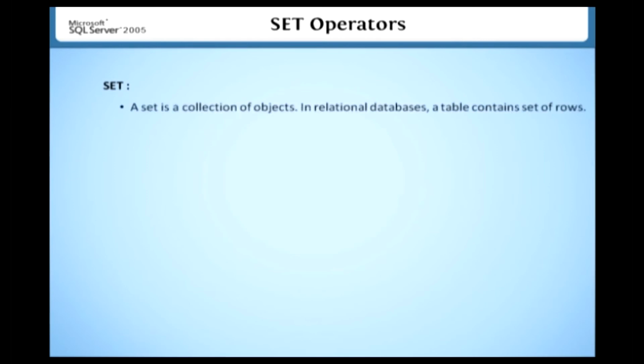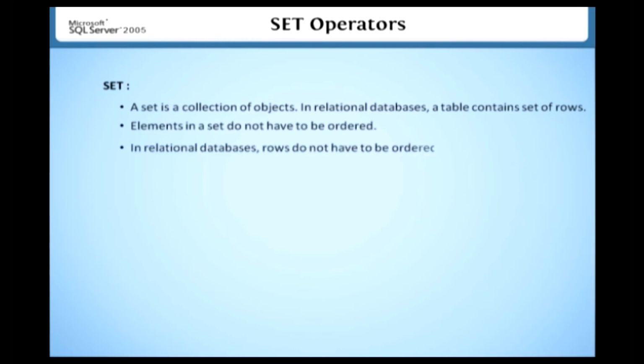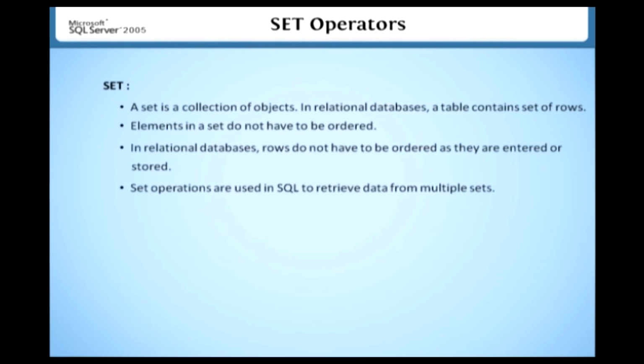Set operators. In our previous lesson, we discussed different types of joins. Now we'll discuss how data can be retrieved from multiple tables by using set operators. Let's start our discussion with the meaning of set. A set is a collection of objects. In relational databases, a table contains a set of rows. Elements in a set do not have to be ordered. In relational databases, rows do not have to be ordered as they are entered or stored. Set operations are used in SQL to retrieve data from multiple sets.